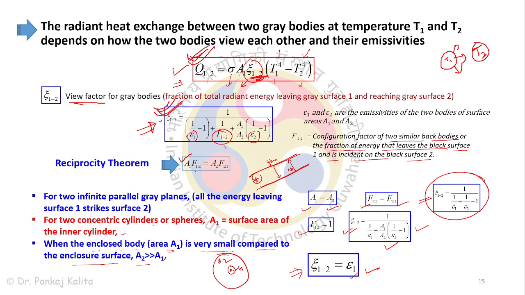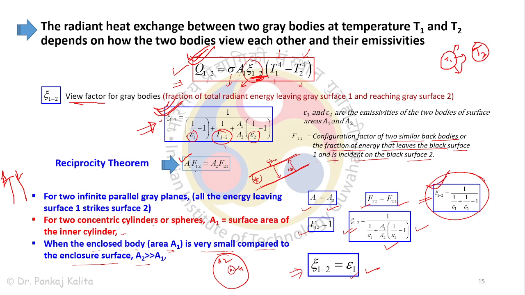Okay, so based on what type of system we have, this view factor gets simplified. If you are talking about two infinite parallel gray planes, the area will be the same. Whatever has been emitted from here will reach here. So, say this is 1 and this is 2, f12 will be equal to f21. If we put this into this equation, the view factor will be simplified to this equation.